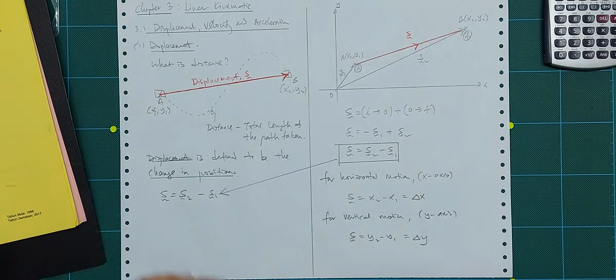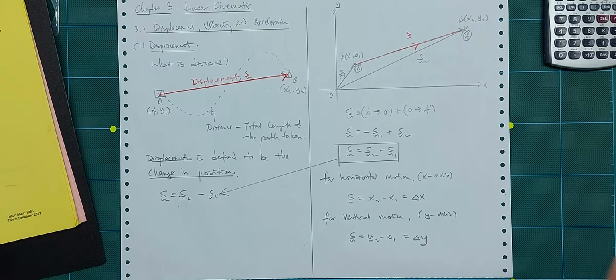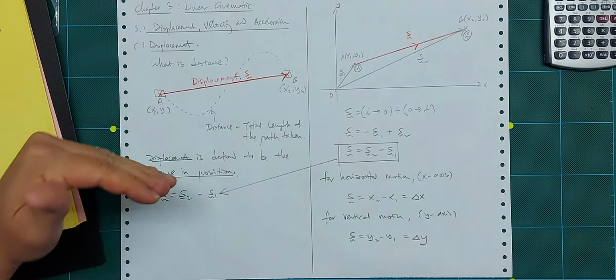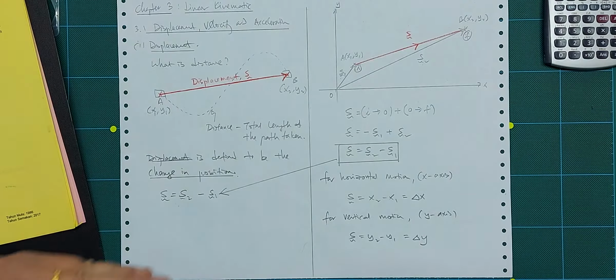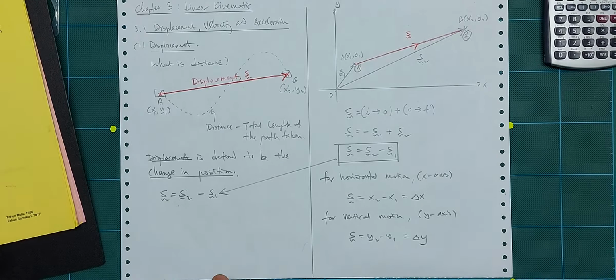In short, displacement is the shortest possible path between any 2 points in a specific direction. But in your definition, you can also say displacement is defined to be the change in position in our coordinate system, the Cartesian coordinate system.